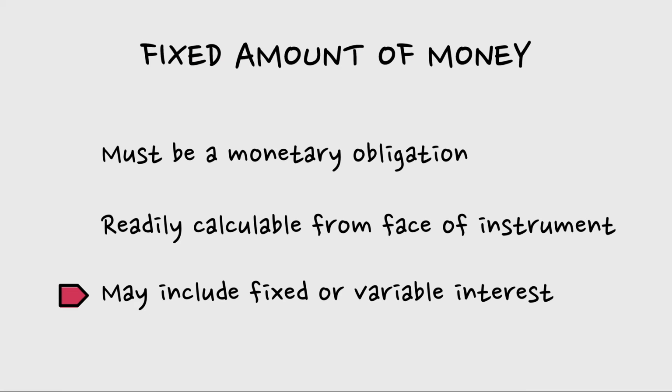So, and this is what I was getting at, there are quote unquote maybe some exceptions to readily calculable from the face of the instrument, which is that it may include fixed or variable interest, right? So you could have some sort of interest calculation that's required. That's still considered a fixed amount of money under Article 3. It specifically says under the code that having fixed or variable interest is fine.